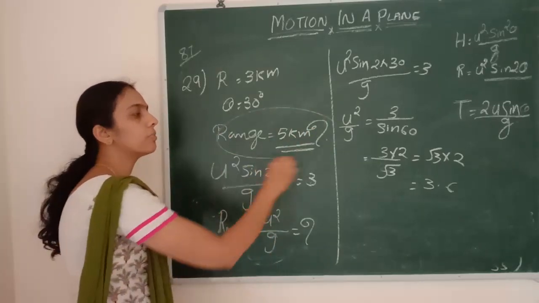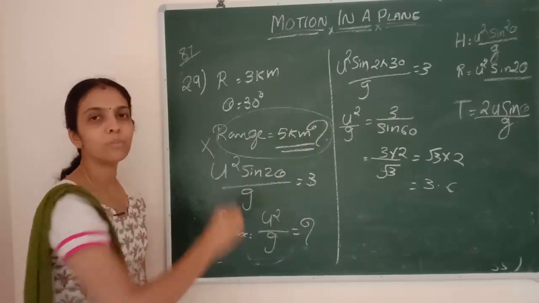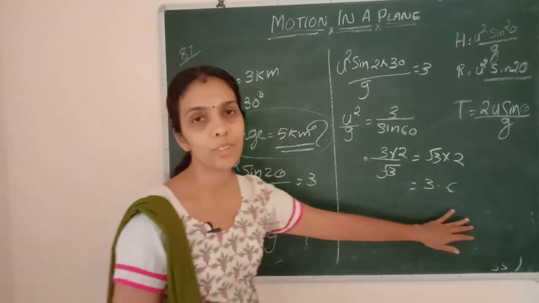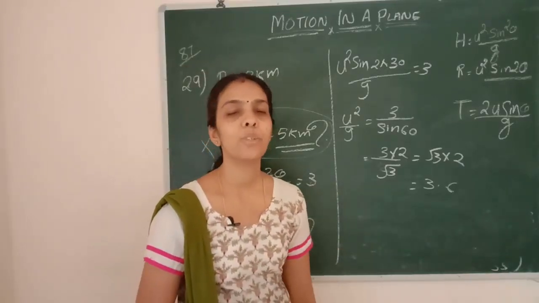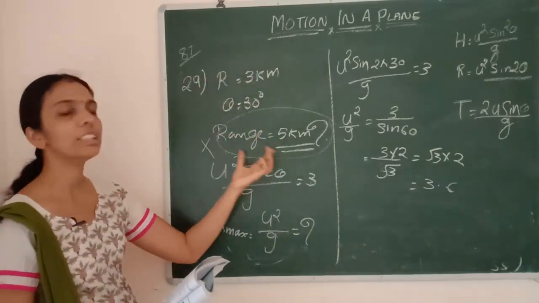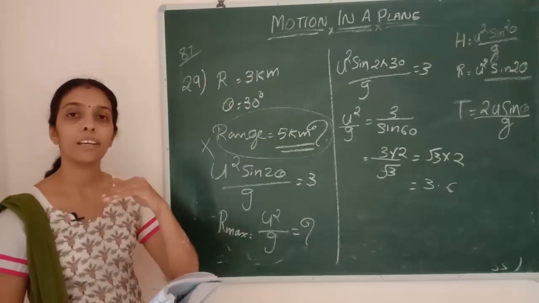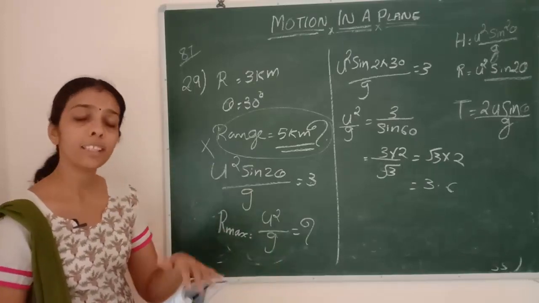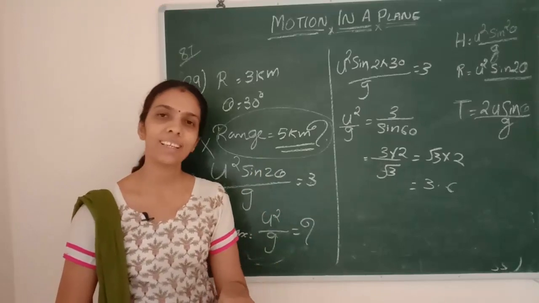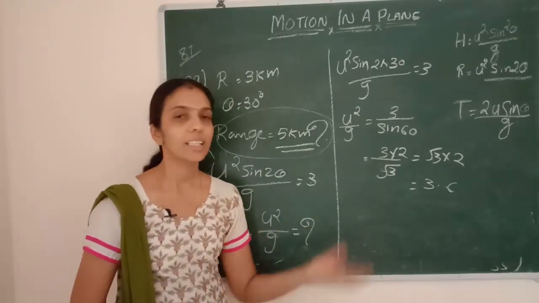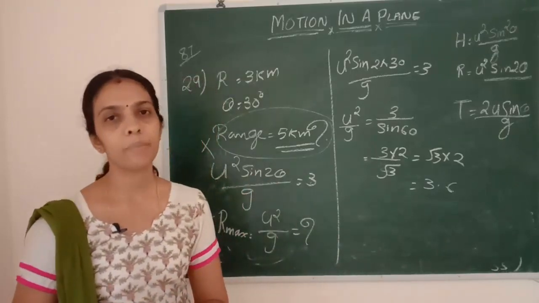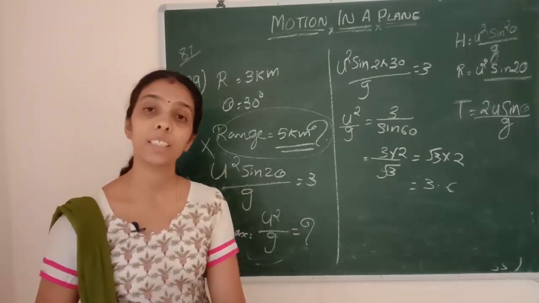So is a range of 5 kilometers possible? It's not possible, because the maximum range is coming as 3 point something, isn't it? So if an object is kept at a distance of 5 kilometers away, it is not possible to hit the target. Okay, clear? So these are the important questions in your textbook exercise. So many more numericals are there. At the time of revision we will do all those things.